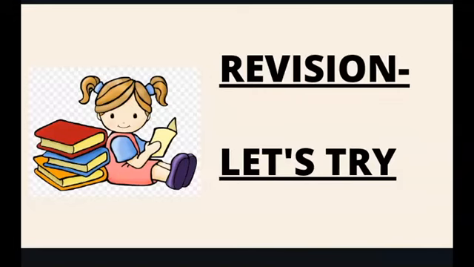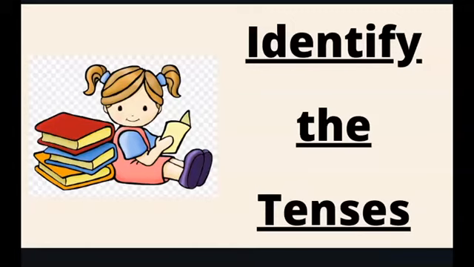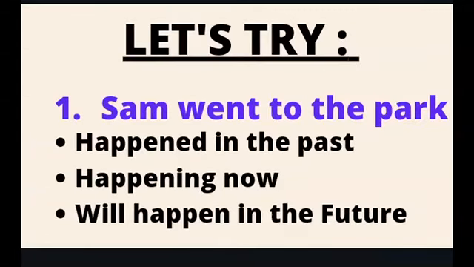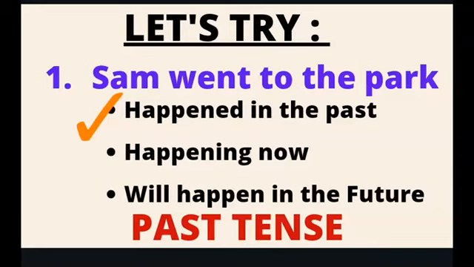Let's try. Identify the tenses in the given sentence. Sam went to the park. Using the clues given below, try to identify the tense. Whether the action went has happened in the past, it's happening now, or will happen in the future? And the answer is it has happened in the past. Therefore, it is a past tense.